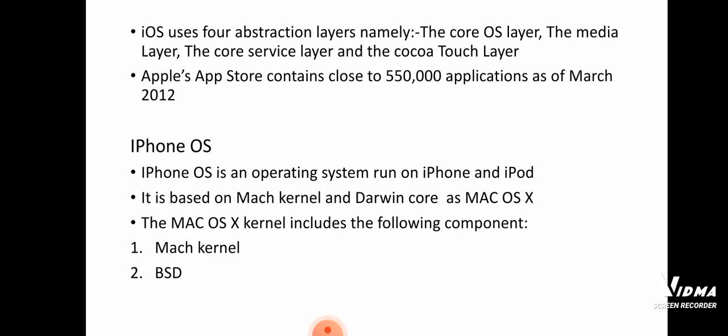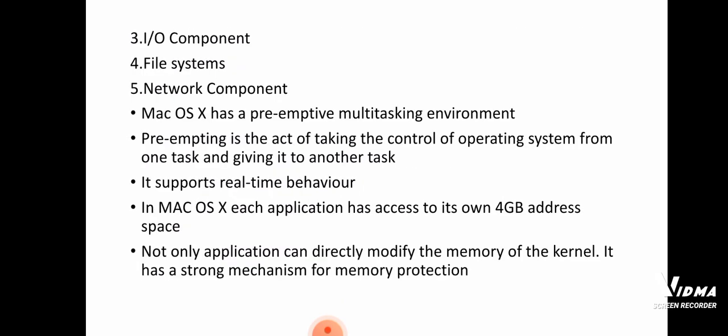iPhone OS is an operating system that runs on iPhone and iPod. It is based on the Mach kernel and Darwin core, as Mac OS X is. Mac OS contains the following components. First, the Mach kernel. Second, BSD, Berkeley Software Distribution. Third, the I/O component. Fourth, the file system. Fifth, the network component. Mac OS acts as a preemptive multitasking environment.